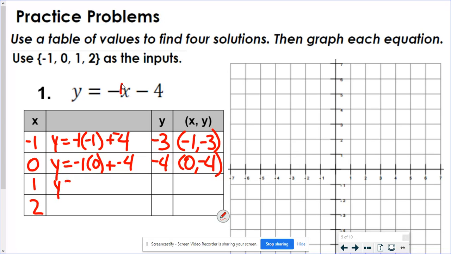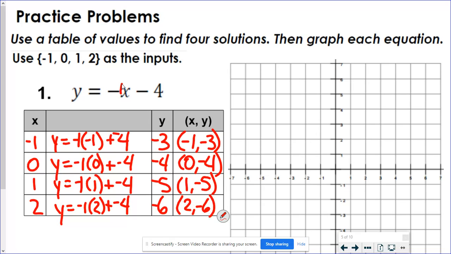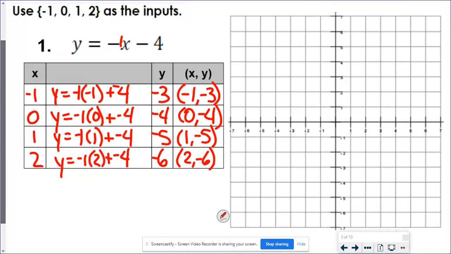When I put a 1 in here, I'm going to have -1 times 1, which is -1, plus -4 is -5. You should see the pattern that's emerging right now for the y's. Y equals -1 times 2, which is -2, plus a -4 is -6. So 2, -6. Now that I have those ordered pairs, I can graph this. So -1, -3, left 1, down 3, 0 sideways down 4, 1, -5, and 2, -6.